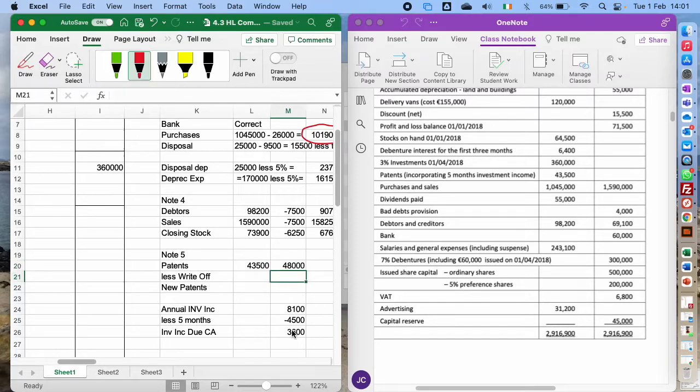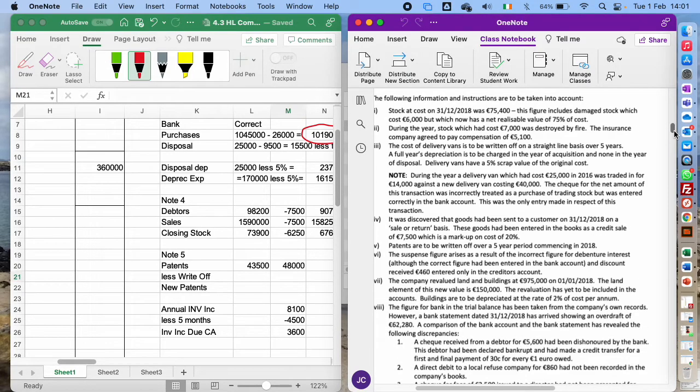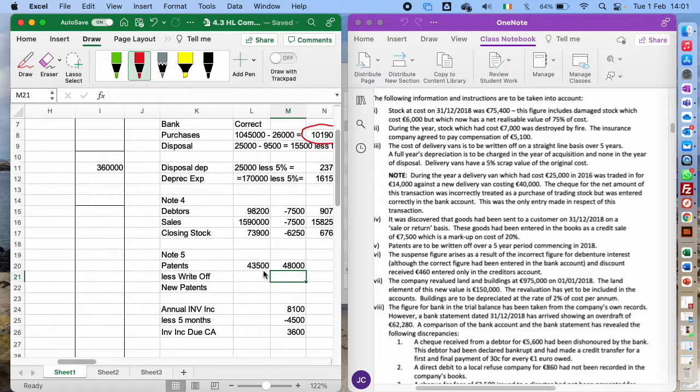I'm going to write it off over 5 years. So therefore, I'm just going to get 1/5 of that.